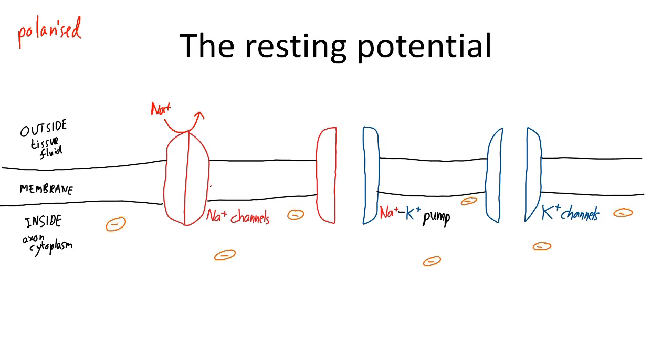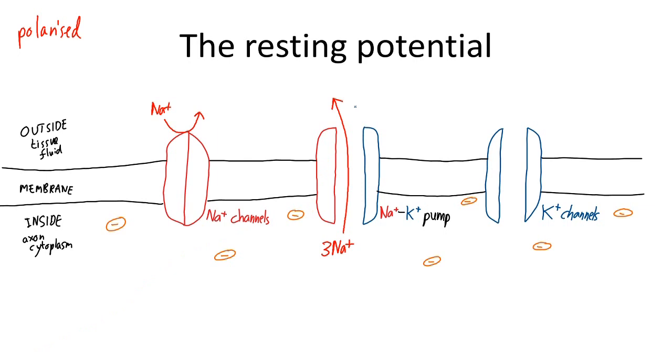Now, why would there be so many sodium ions outside? Well, there is an active transport protein embedded within the membrane called the sodium-potassium pump, and this is the primary driving force behind the establishment of this resting potential. So the sodium-potassium pump takes 3 sodium ions from inside the cell and pumps them outside.